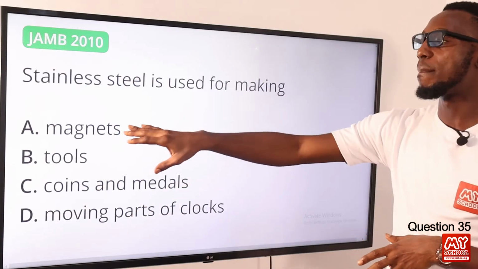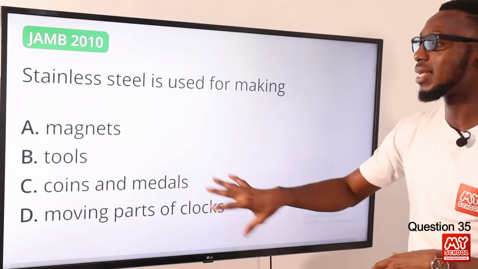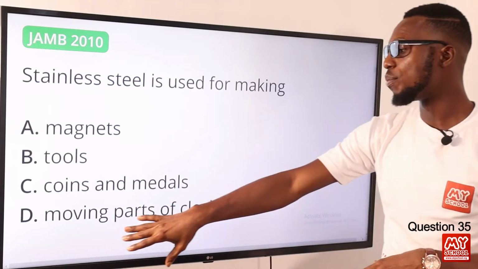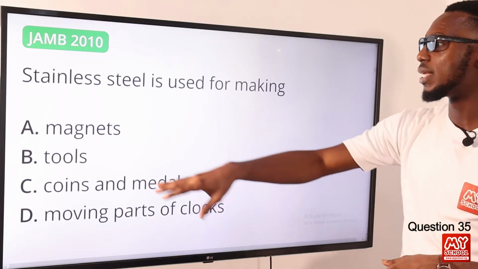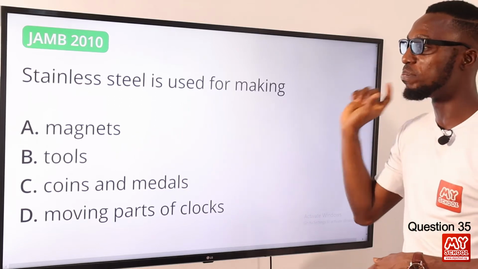When it comes to your magnets, I can talk about alnico. When it comes to coins and medals, I can give it to bronze. Then when you come to moving parts of clocks, we are looking at brass. So this is brass, bronze, this is stainless steel, and this is alnico. So the correct option here is option B for tools.